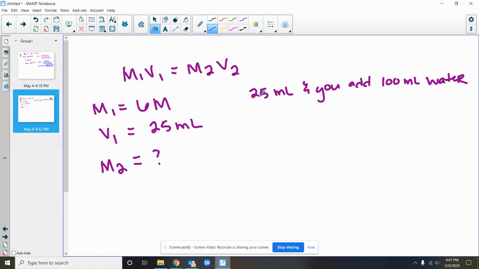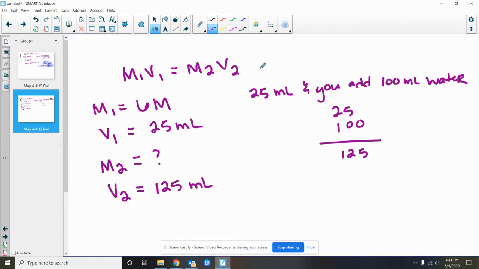Again, pay attention to the wording here. 25 milliliters is my initial volume. Guys, 100 is not my final volume. Why? Because if I had 25 and I add 100 to it, my total is 125. So my final volume would be 125 milliliters.